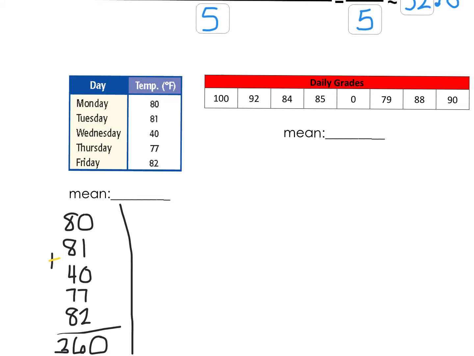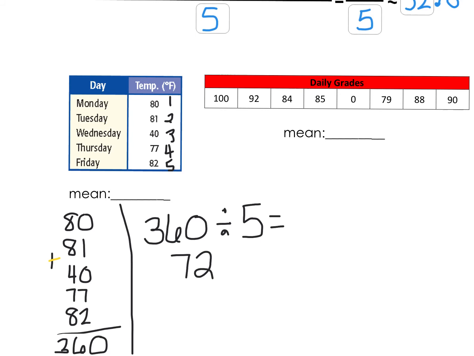After we get our total, we have to take our total, which is 360, and we now have to divide it by how many numbers we added. And we added up 1, 2, 3, 4, 5 numbers. So now I have to take 360 and divide it by 5. And 360 divided by 5 is 72. Therefore, my mean would equal 72.